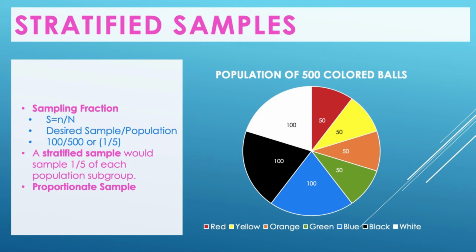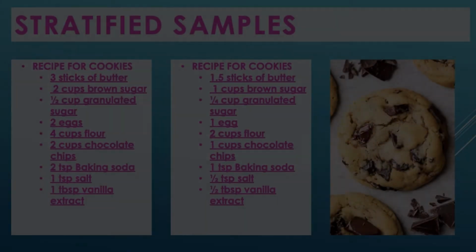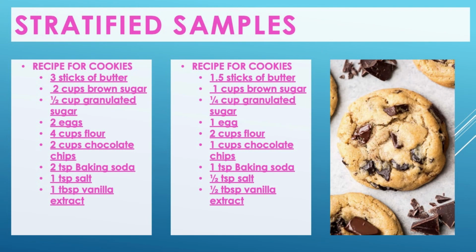And that might still be a little bit abstract because it is a very abstract example from your book. So let me just do one more to help you understand stratified samples, specifically with a proportionate sample. A really good example is, imagine that you find a recipe for cookies on the internet, but it's a recipe for like 4 dozen cookies or something like that.